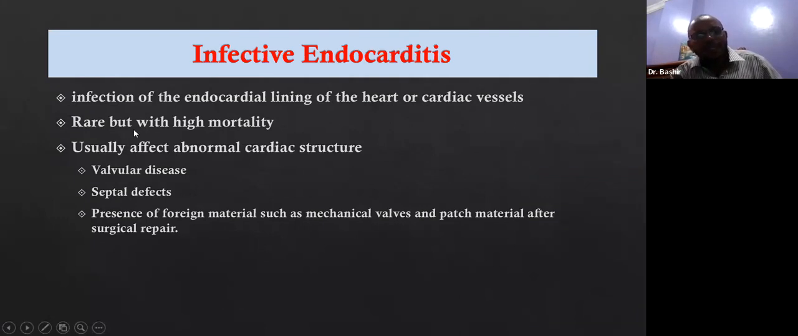Rarely, but with high mortality. Infective endocarditis is a rare disease, but the mortality is very high if not treated well. It usually affects abnormal cardiac structure, but it can occur in normal cardiac structure. The abnormal cardiac structure includes valvular heart disease, septal defect, or the presence of foreign material such as a mechanical valve or patch material after surgical repair.